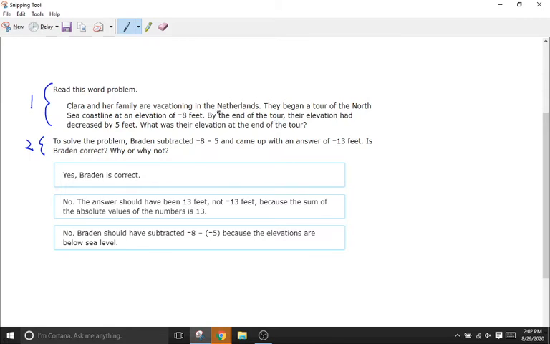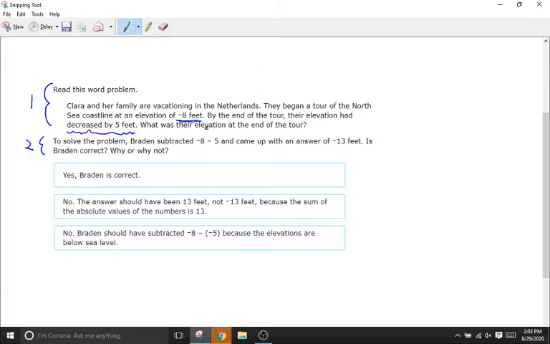Okay, so in this paragraph, let's highlight our important numbers here. It says that we start at an elevation of -8 feet. Okay, so we start at -8. And we keep reading it. It says by the end, the elevation had decreased by 5 feet. So we're going to go 5 feet lower than that position. All right, and then what was their elevation at the end of the tour?